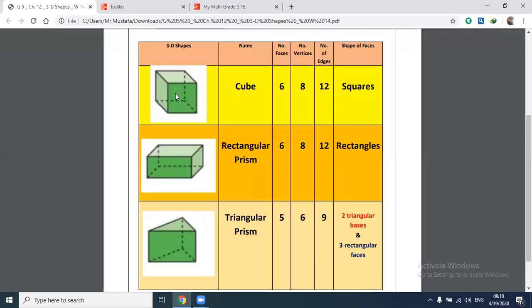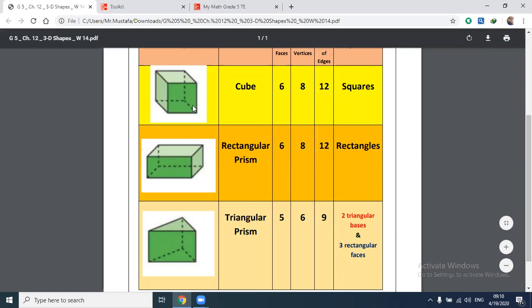The first one, the cube, has 6 faces, 8 vertices, and 12 edges. Same as the rectangular prism, same everything. But what is different? The shape of the faces: in the cube all the faces look like squares, but in the rectangular prism, all the faces are rectangles.